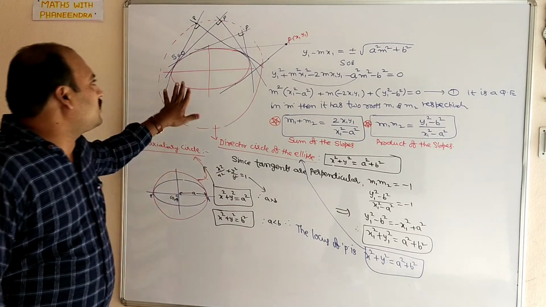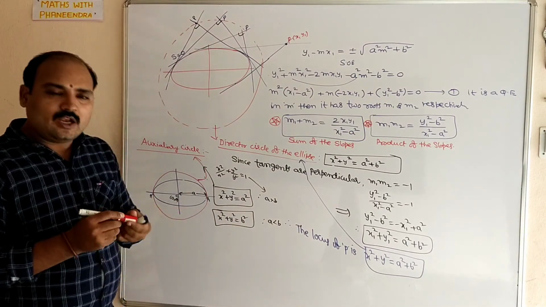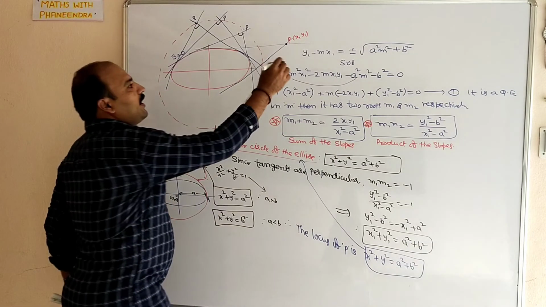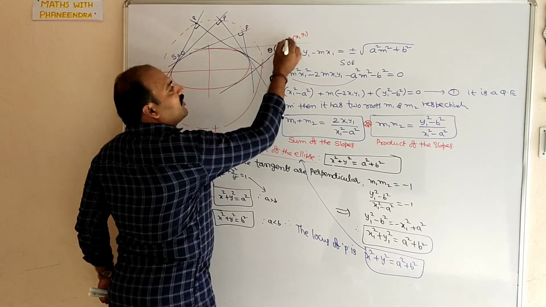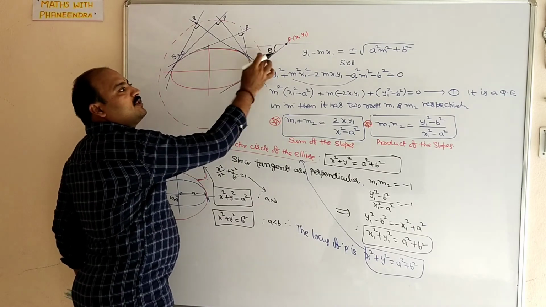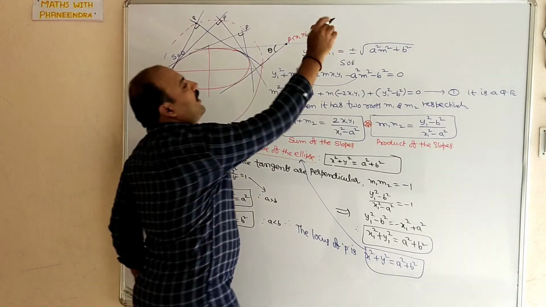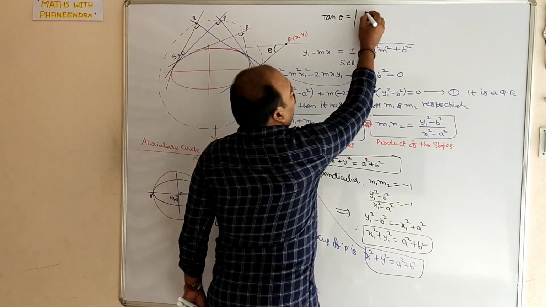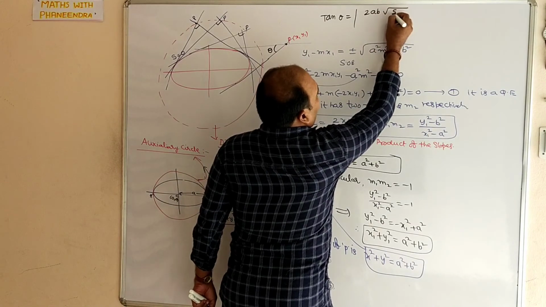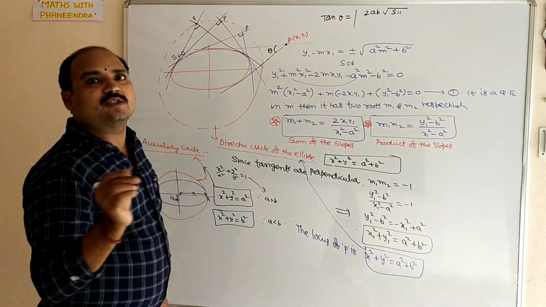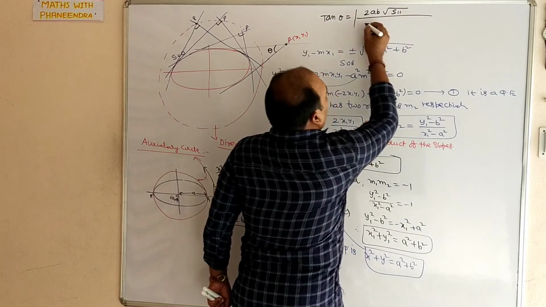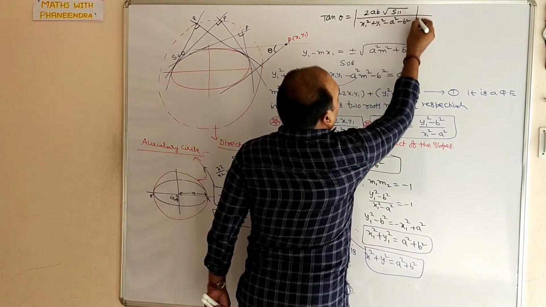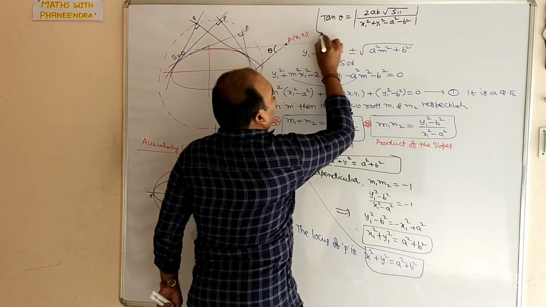In this concept, the angle between the two tangents is theta. The angle between two tangents at P (x1, y1) to the ellipse is theta. Then tan theta equals mod of 2ab into root S11, where I already gave in the notations what S11 is, divided by x1 square plus y1 square minus a square minus b square. This is the formula you have to remember.